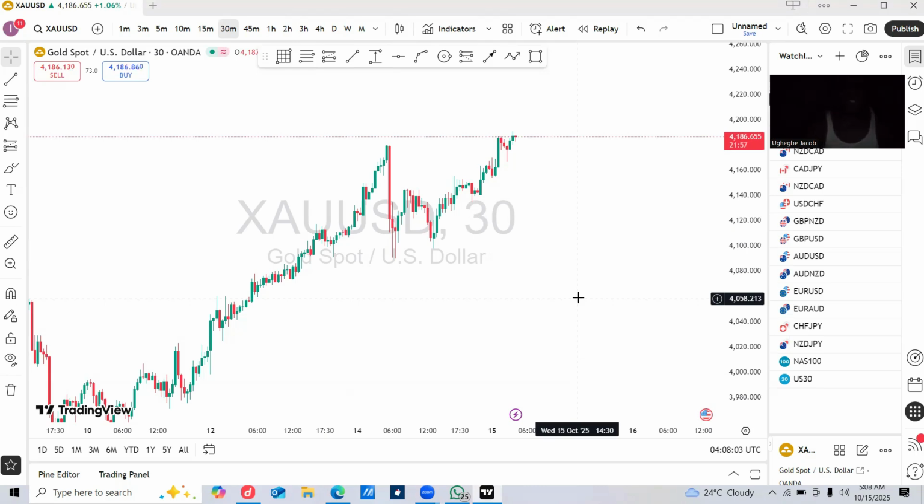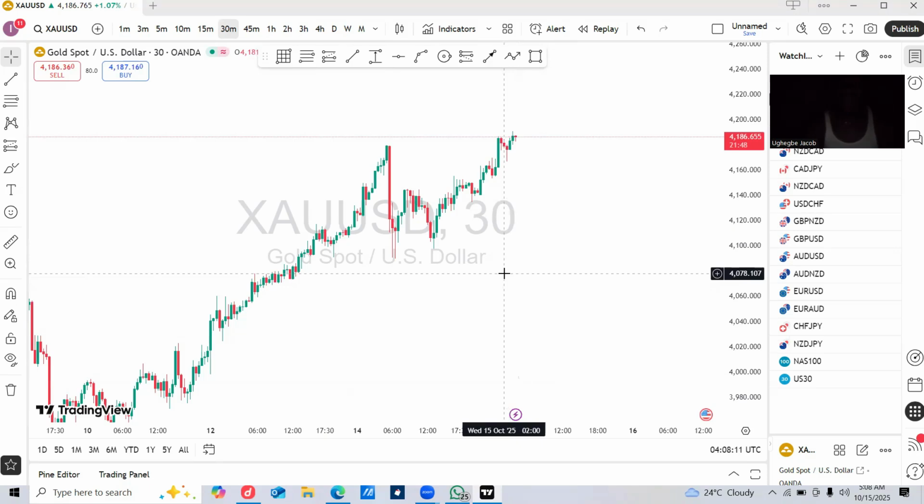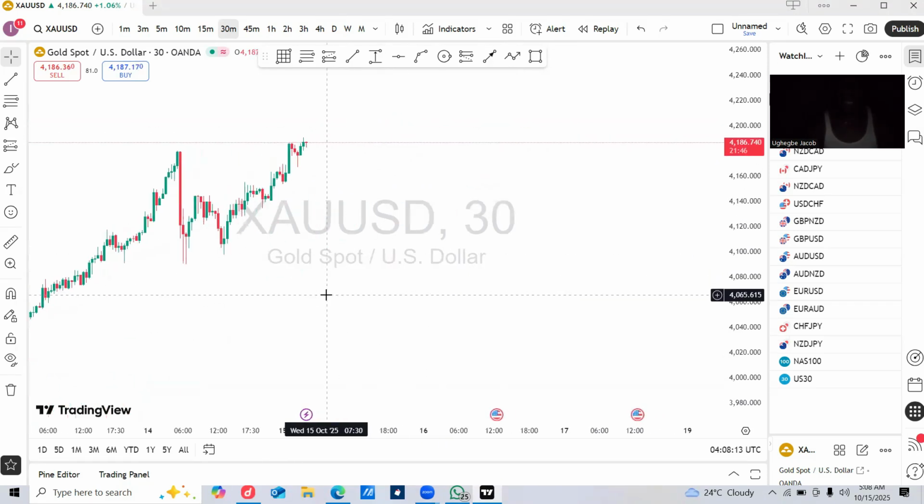In the forex market, we have three types of market. We have the uptrend market, we have the downtrend market, and we have the ranging market. But among the three market structures, we are going to focus on only two, which are the uptrend and the downtrend.